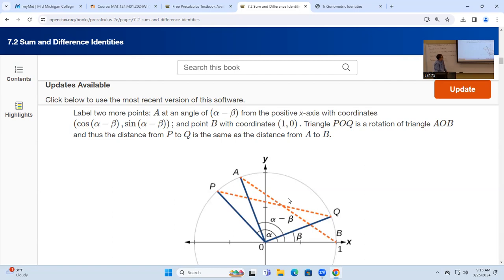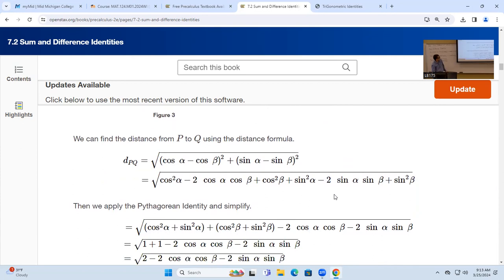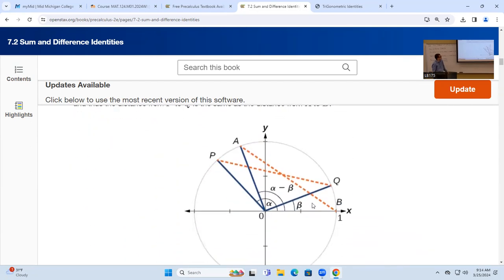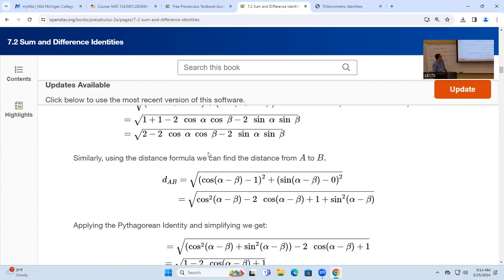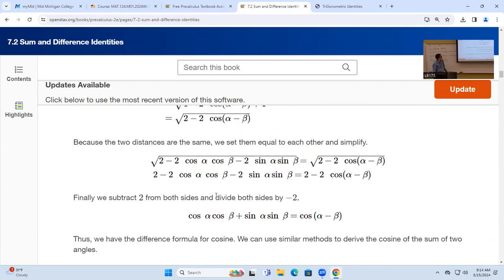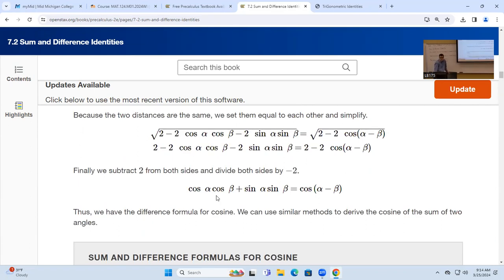And then you can look at some triangular rotational stuff. This is tough to see, I know, but you get a really messy looking distance formula when you do the distance from P to Q. And you go through a whole mess of stuff. You get this distance formula, then you get this distance formula from A to B, and then you simplify and it's a whole hot mess, right?